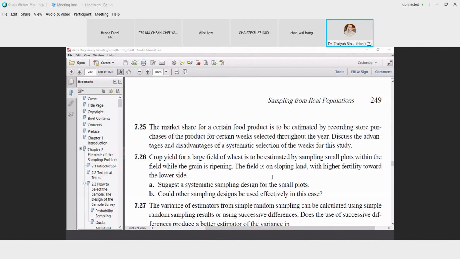How is it? Again, remember this is talking about purchases, store purchases for certain weeks. Do you think it's got a cycle? Do you think on some weeks, people shop more compared to other weeks? What do you think? Do you think more or less every week people shop about the same? If you notice or not, like shopping malls or grocery stores.